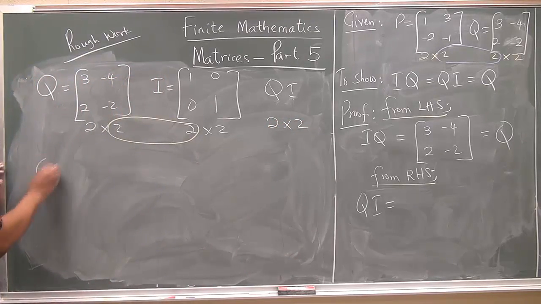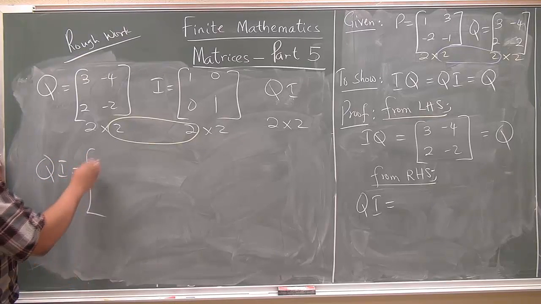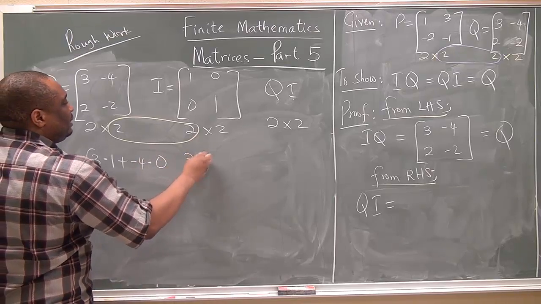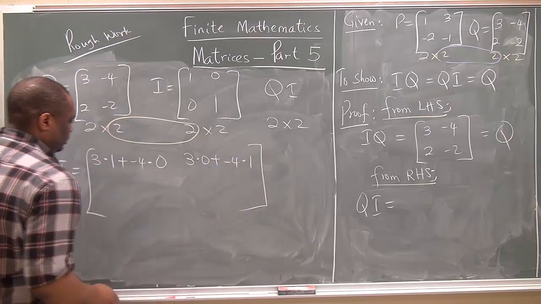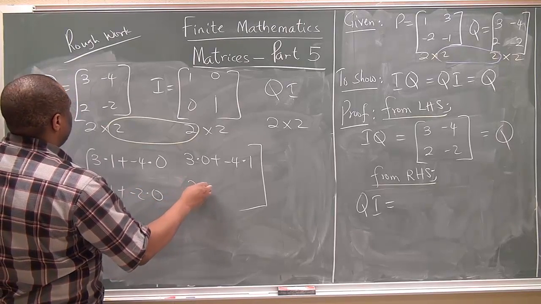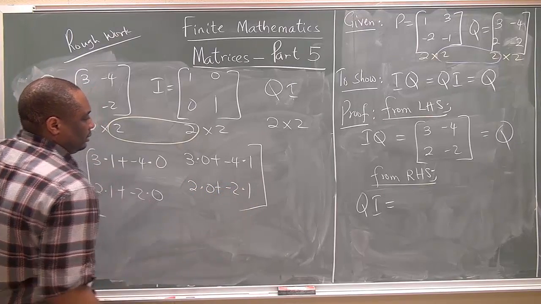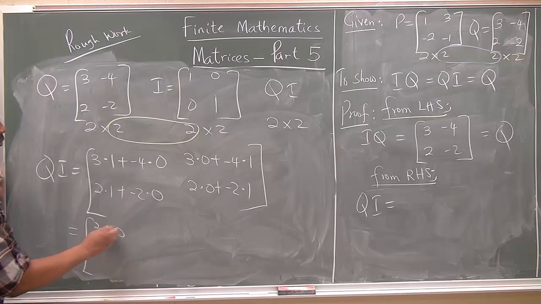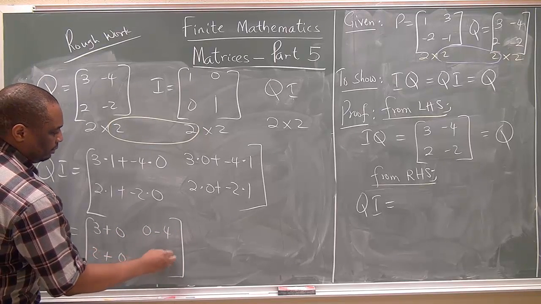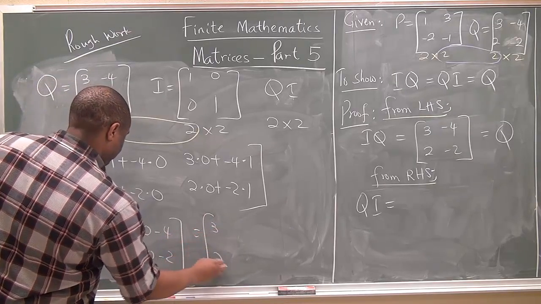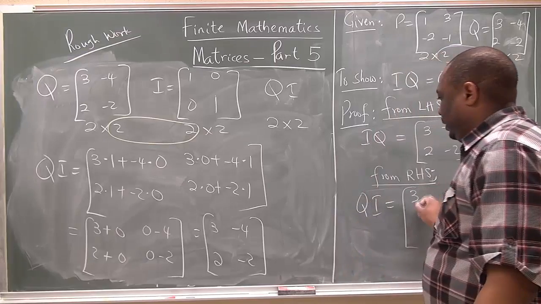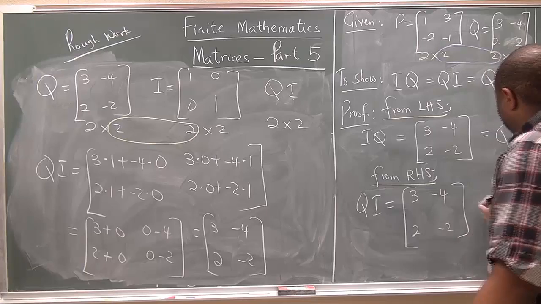So our QI is gonna be what? QI will be 3 times 1 plus negative 4 times 0. Take a break. 3 times 0 plus negative 4 times 1. Close. 2 times 1 plus negative 2 times 0. Take a break. 2 times 0 plus negative 2 times 1. Close. So this will be 3 plus 0, 0 minus 4, and 2 plus 0, 0 minus 2. And that will be 3, 2, minus 4, minus 2. So this is the same thing as Q, 3, 2, minus 4, minus 2. And that is equal to Q.